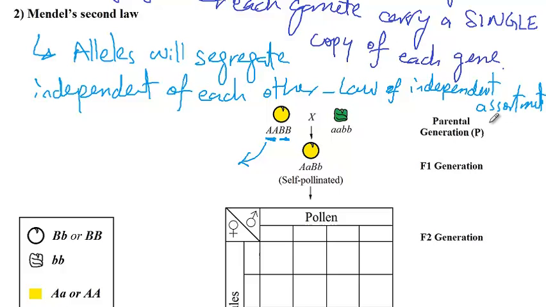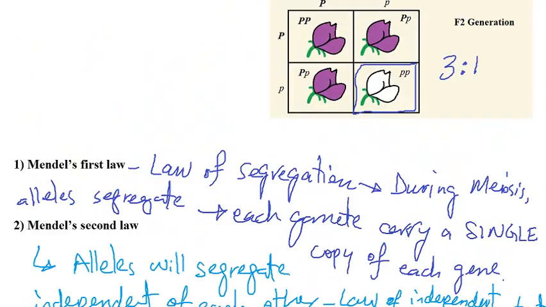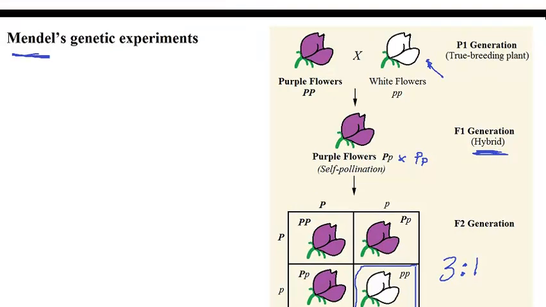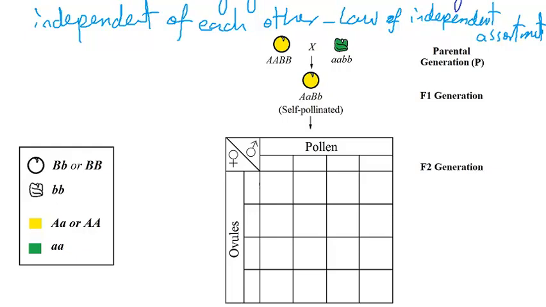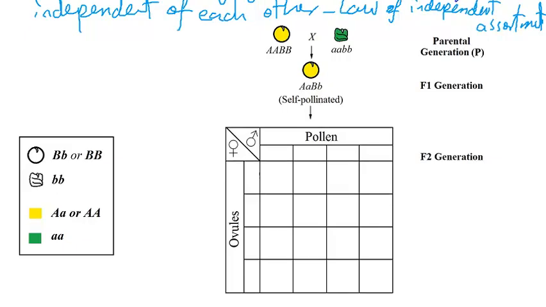Okay, so the very first example that I showed you was for a single trait, which was the color of these peas. Here we have a dihybrid cross because we are going over two different phenotypes. One is the shape of the pea and another is the color of the pea. Here I have shown you that the capital letter B is a dominant gene for a round shape of the pea, while capital letter A is a dominant trait for yellow color.